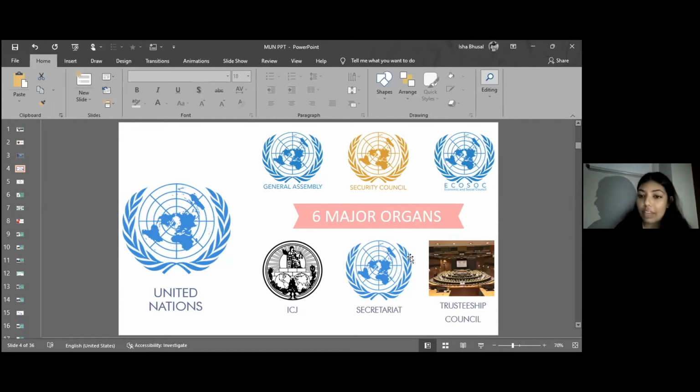So then we have ECOSOC, the Economic and Social Council. As its name suggests, it looks after economic and social stuff. Then we have the ICJ, the International Court of Justice. So there are 193 members in the United Nations, right? At some point, they are bound to clash with each other. So the ICJ is there for that. The ICJ is also the only organ of the United Nations whose headquarters is not located in New York. Its headquarters is located in The Hague, Netherlands.